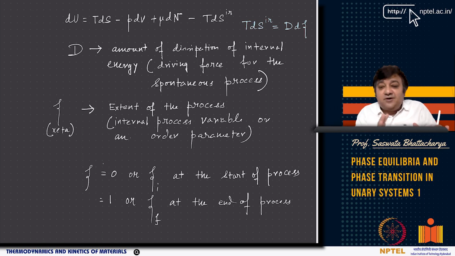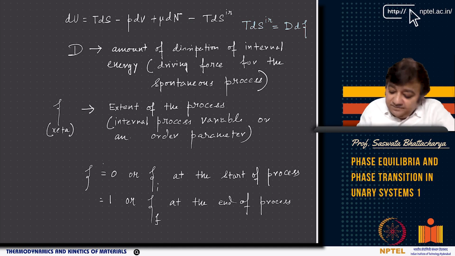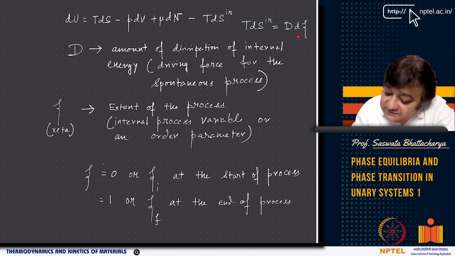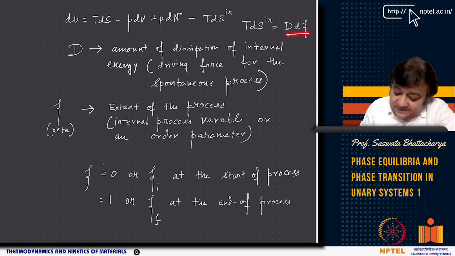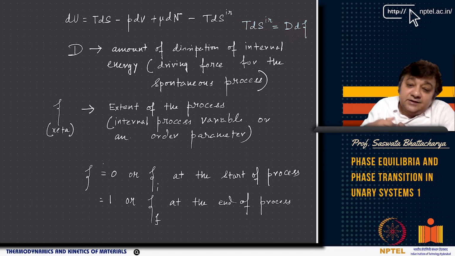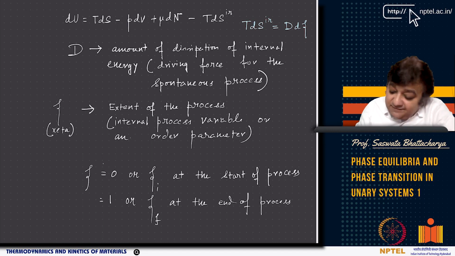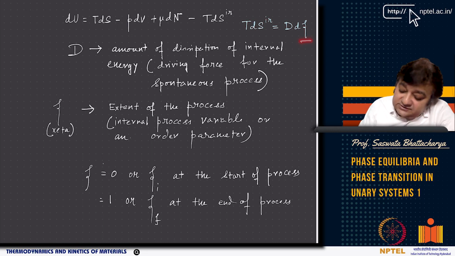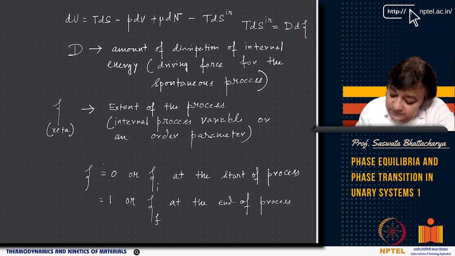So you have a hot body, you have a cold body, you put them together, heat will flow spontaneously from a hot body to a cold body unless there is equilibrium established, right? So now zeta, what is this zeta? Instead of TdS_IR, I am representing it by D dζ. In those books they use xi, but I am using zeta here. So zeta is the extent of the process.